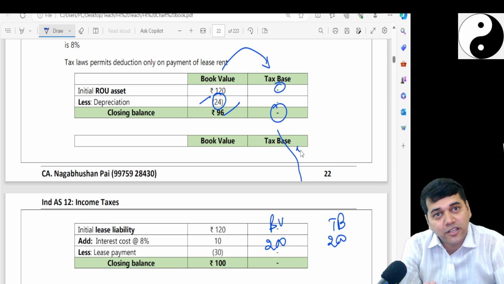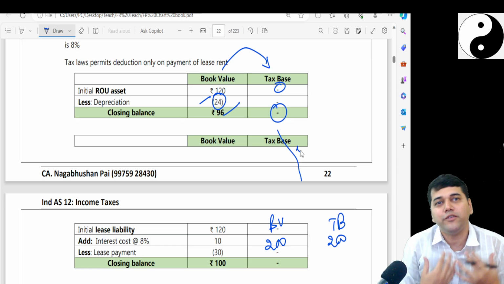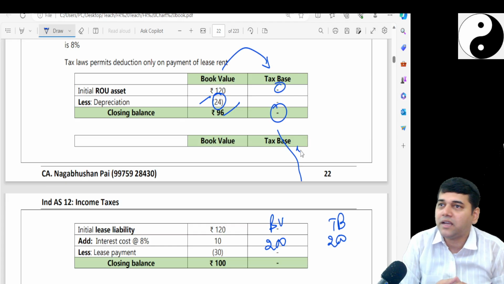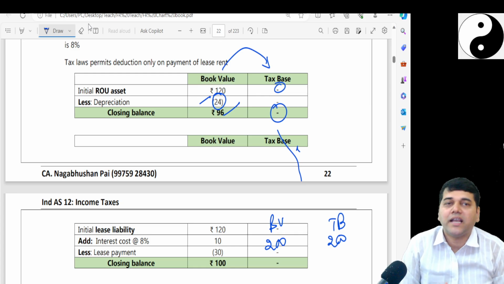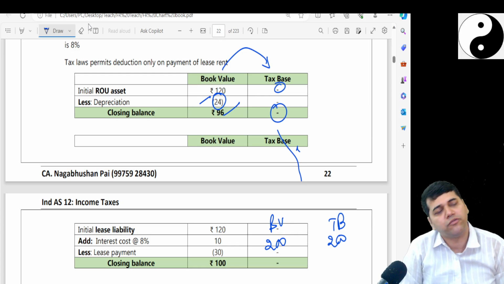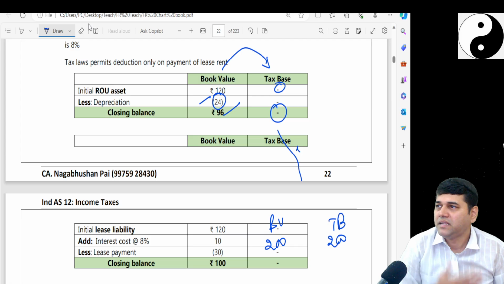That we have seen in Ind AS 102 also. Once equity, always equity. It is not a liability for you. It is with you. What is the point? Like, something is there with me forever. Like I have got a land which I am not going to sell. It's with me forever. Why should I go and check the market price of it? It's there with me forever.